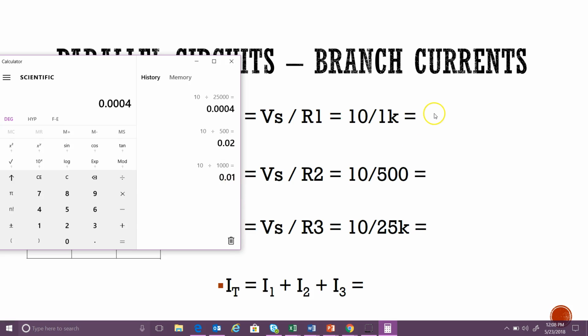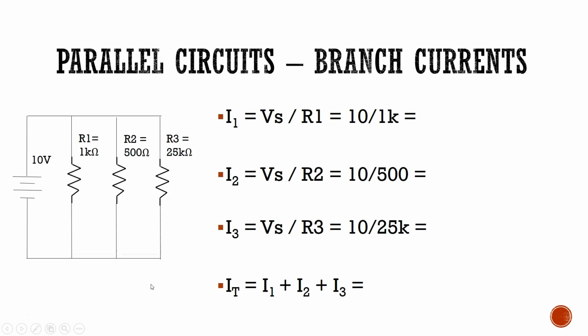Okay, so then we add the 3 together. We have 10 milliamps plus 20 milliamps plus 0.4 milliamps. So 30.4 milliamps would be our total current for this circuit.